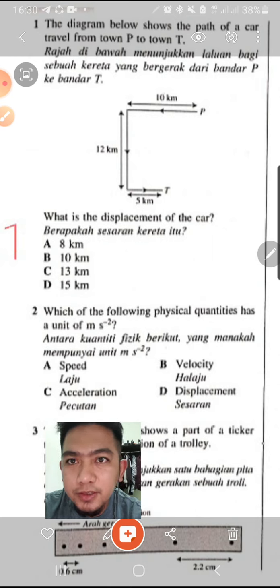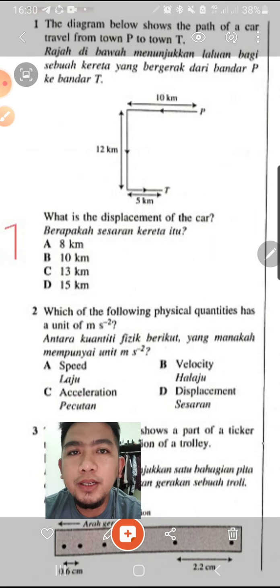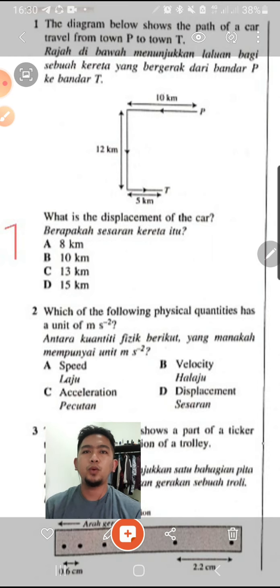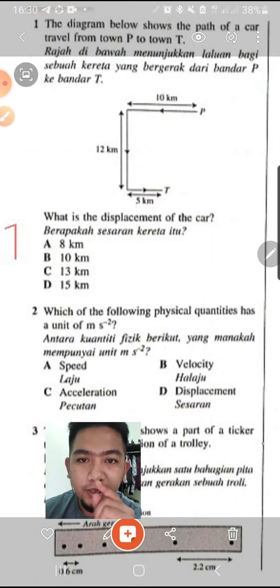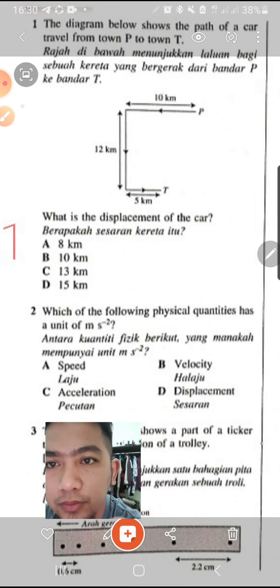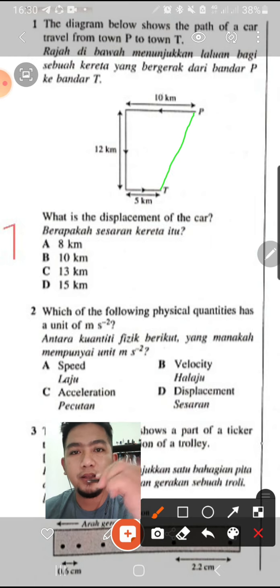Alright, so let's start. Question 1. Diagram below shows the path of a car travel from town P to town T. So the question asks, what is the displacement of the car? So at first, you kena faham what is displacement. Displacement is actually a shortcut, kan, the shortest distance to reach the point T. So means the shortcut is here, direct. So from point P to T, you kena terus ambil dia directly.